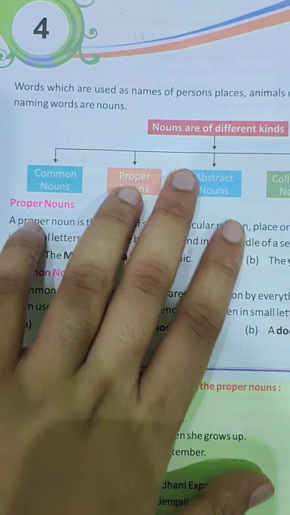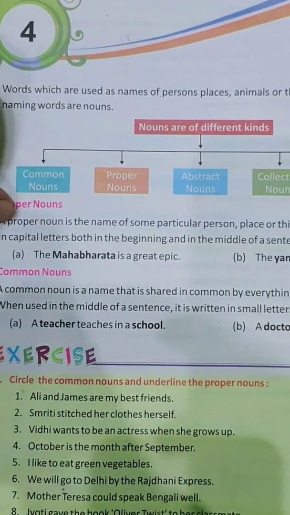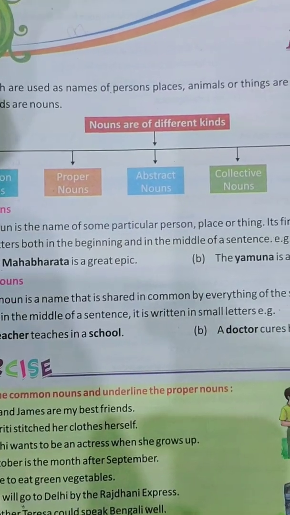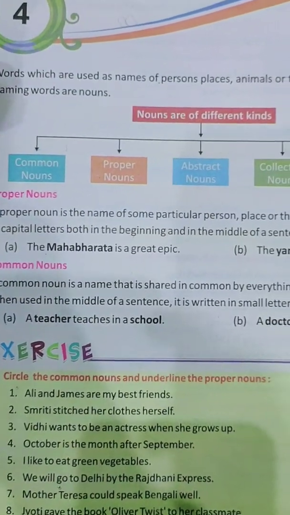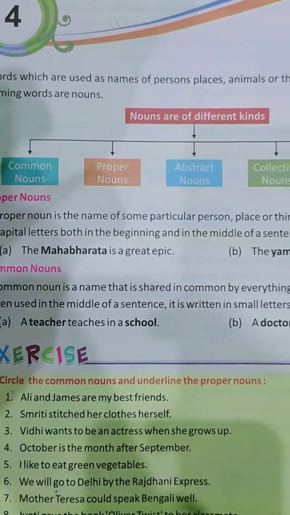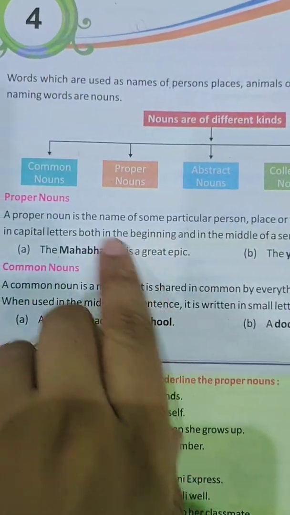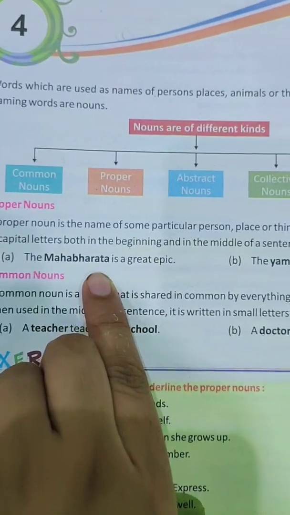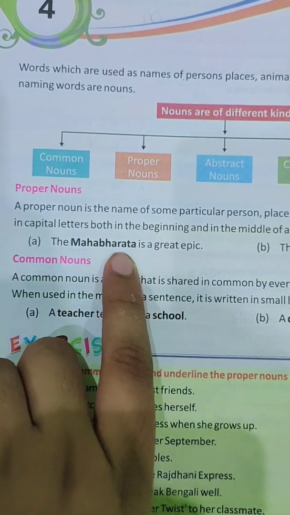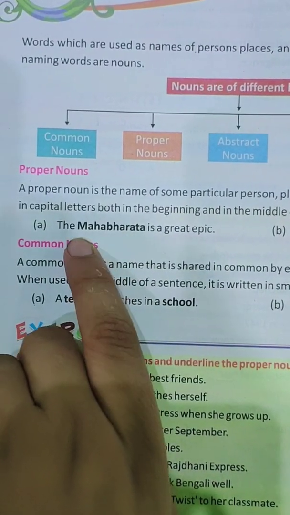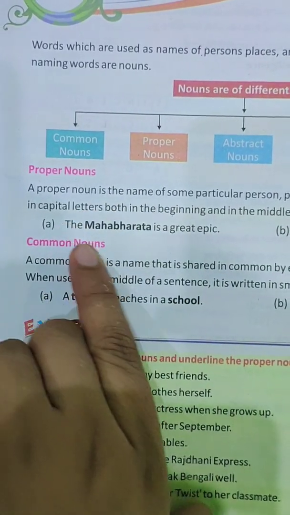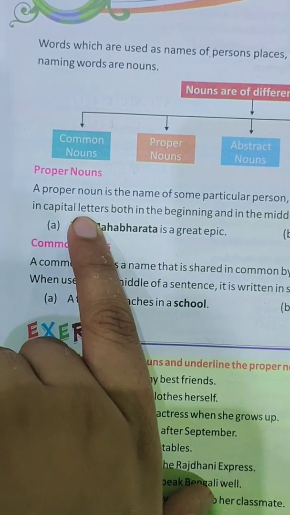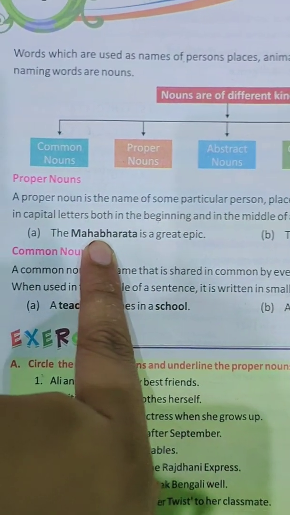So before this, let me revise the entire thing again. What is a proper noun? A proper noun is the name of a particular person, place or thing. Like, Mahabharata is a great epic. If I say Mahabharata, I am particularly referring to a book. You all understand what Mahabharata is. It is a book. So Mahabharata will be a proper noun.